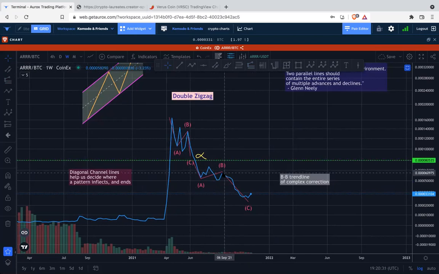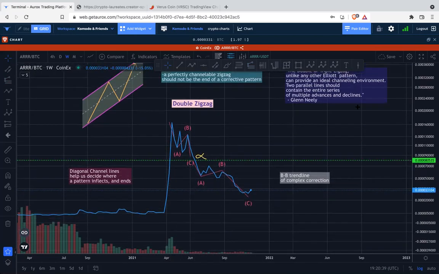Well, interestingly, this end of a B wave here allows the channel to have a B to B trend line, but the problem is that the two parallel trend lines probably don't end up containing the entire series. We'll see. Let's take a look.